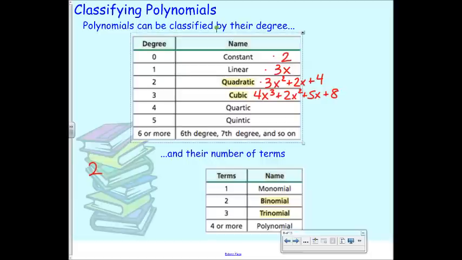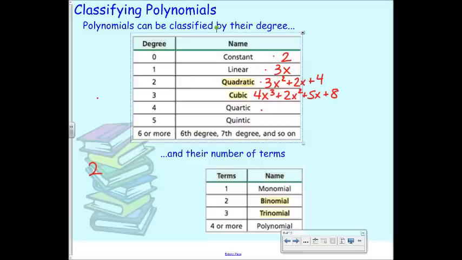Okay. Quartic means it would have an exponent of what? 4. Quintic would mean it'd have an exponent of what? 5. And anything more than that, they stopped making up prefixes for and just say 6th degree, 7th degree, 8th degree. All right. I'm going to tell you right now, I don't really care about any of them except up to here. Because we're not really going to work with very many cubic functions. We're never going to work with quartic and quintic.